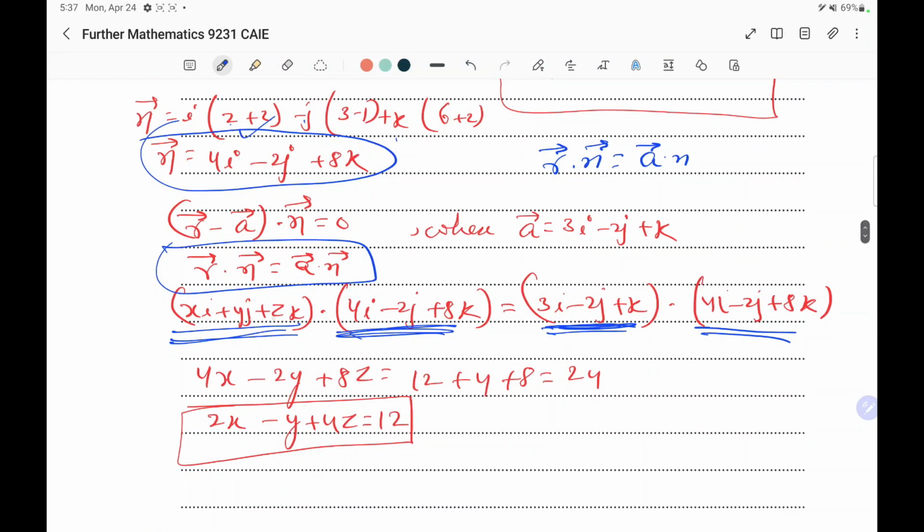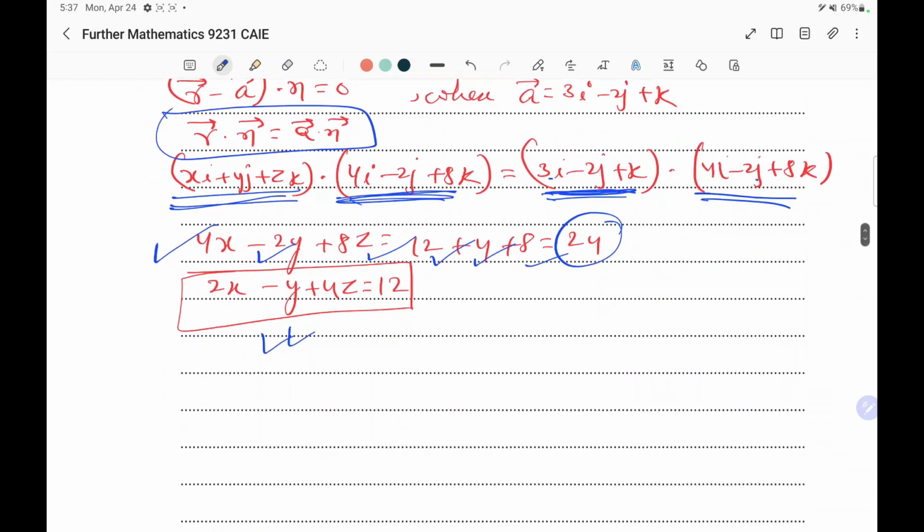So xi dot 4i, which is 4x, yj times minus 2j, which is minus 2y, then similarly 8z, 3 times 4, that is 12, minus 2 times minus 2, which is plus 4, 1 times 8, which is 8. So 4x minus 2y plus 8z is 24. Divide by 2, you will get 2x minus y plus 4z equals 12.